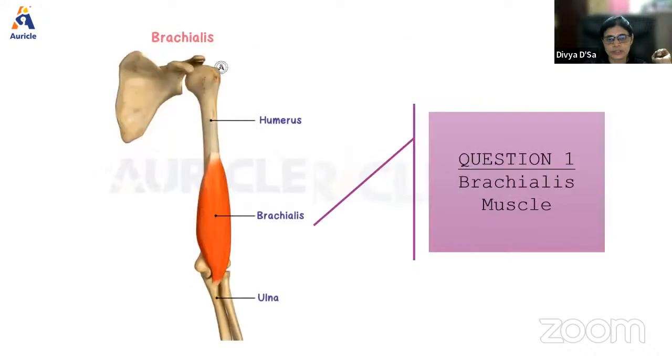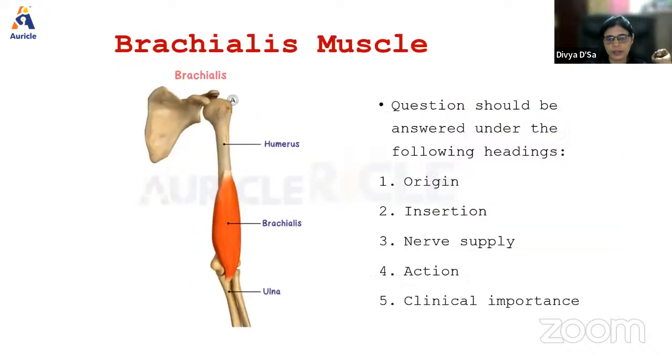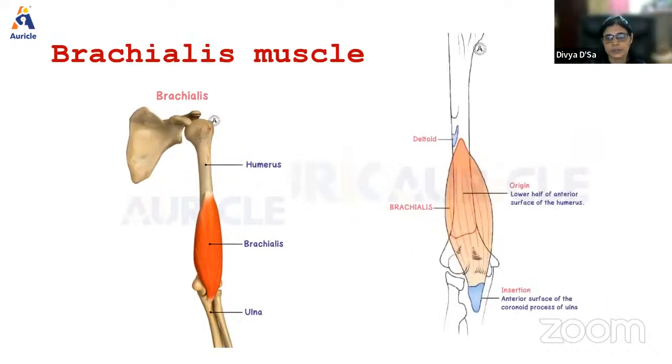Coming to the short answers: brachialis muscle. For any muscle, we talk about origin, insertion, nerve supply and action. The origin of brachialis is from the lower half of the anterior surface of the shaft of the humerus. It gets inserted into the anterior surface of the coronoid process of the ulna.